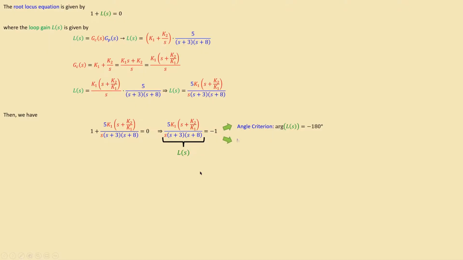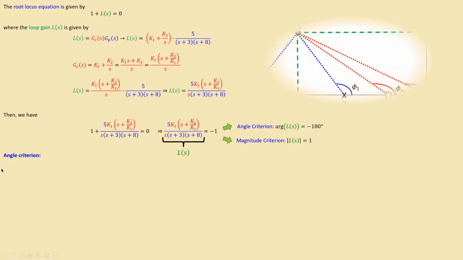The other criterion is the magnitude criterion. That means this has a magnitude, or a length, of just 1. This is the length of 1. So we have two conditions we need to match. So there are two criteria we can use to determine the k1 and k2 that make these two criteria valid. We will now proceed using these two criteria. Let's start with the angle criterion.